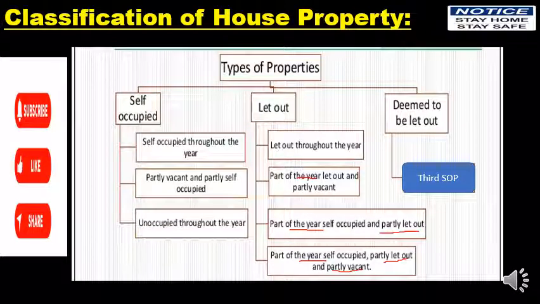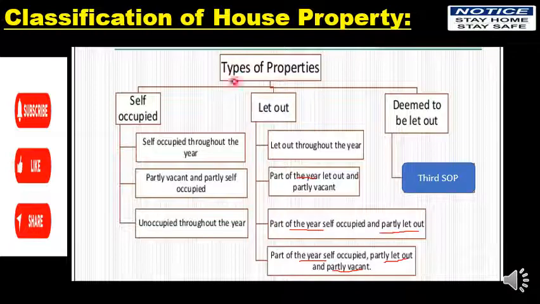Hi, today's topic of the class is the format for the calculation of income from house property. Before starting that concept, I am going to recall the concept which I explained in the previous class, that is, the classification of house property. The entire provisions related to the classification of a house property I have explained in the previous class.